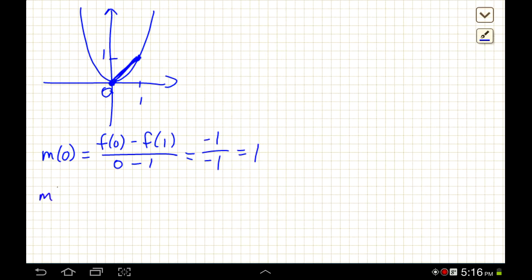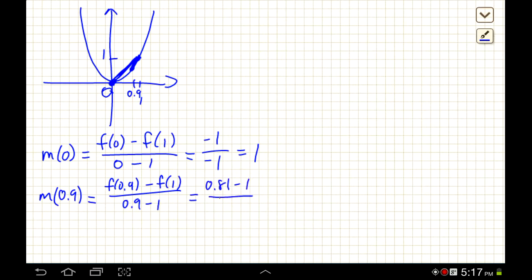Now let's say we pick a point that's closer to 1 from the left. So let's say x being 0.9. So now 0.9 is up here. So now we're talking about this particular secant. So that particular secant would obtain the following for us. So what we have for the rise is 0.81 minus 1, and for the run is negative 0.1. So this evaluates to a secant slope of 1.9.